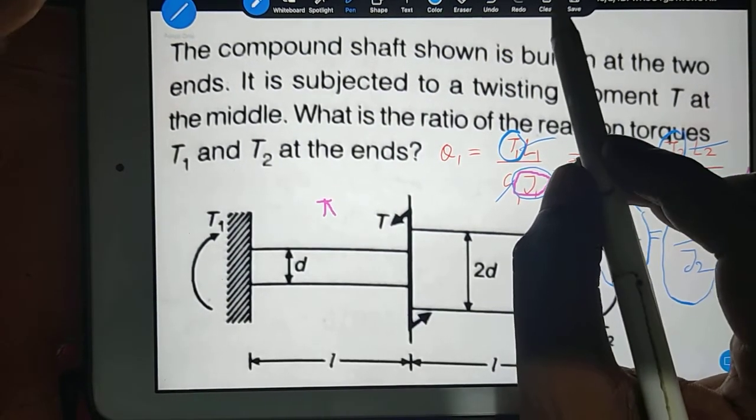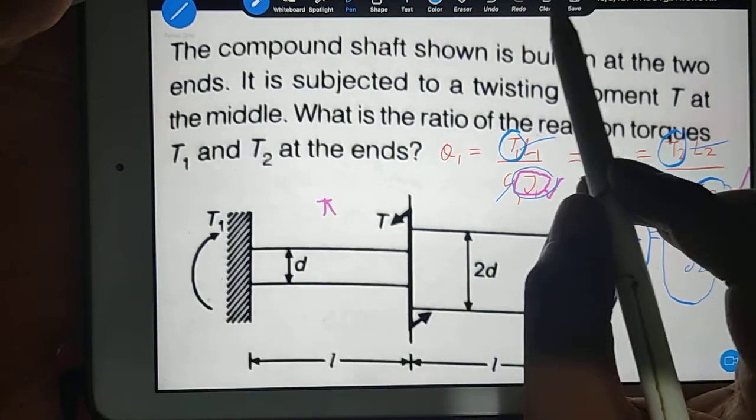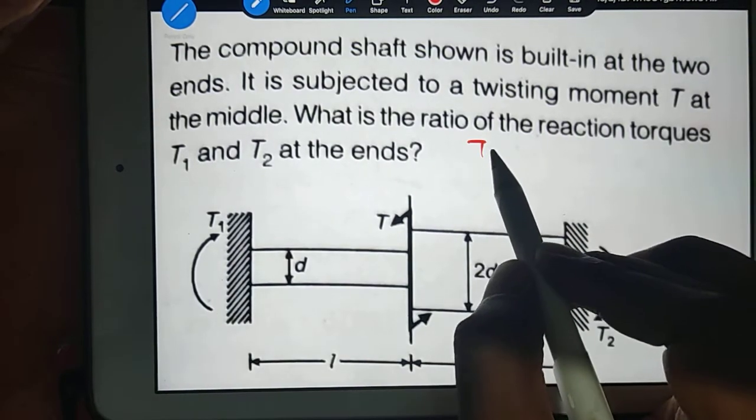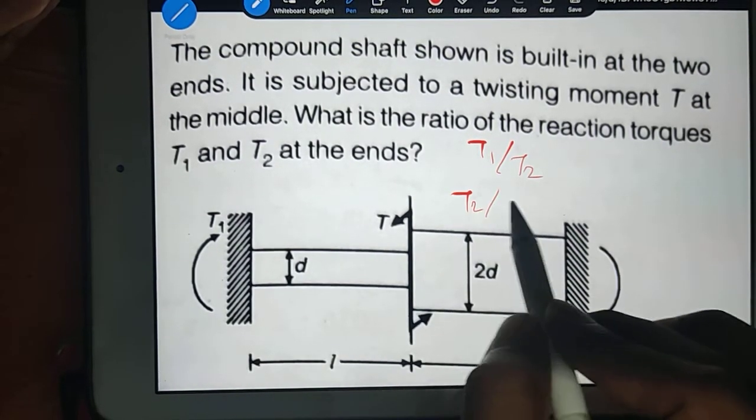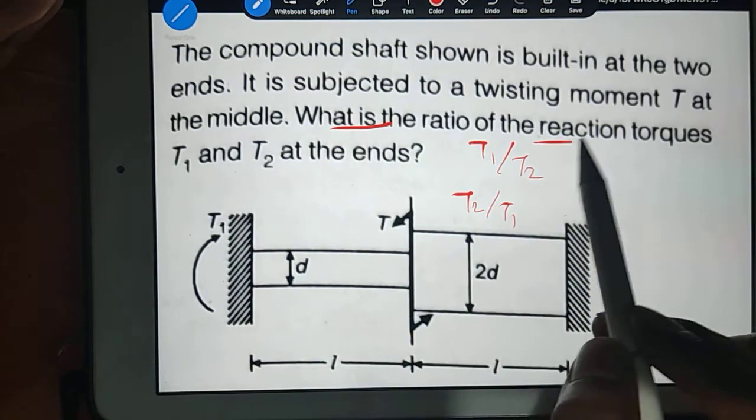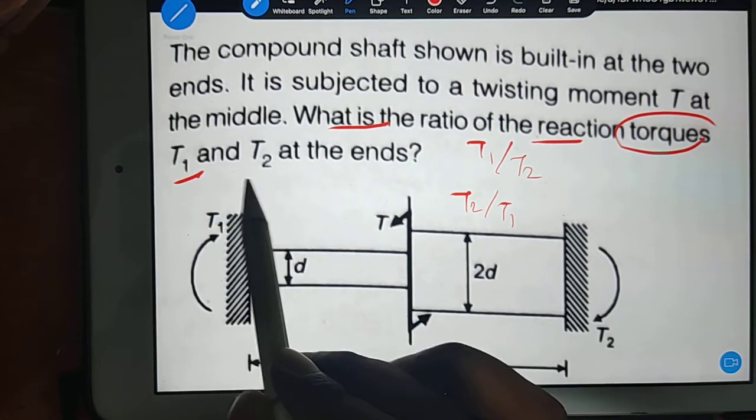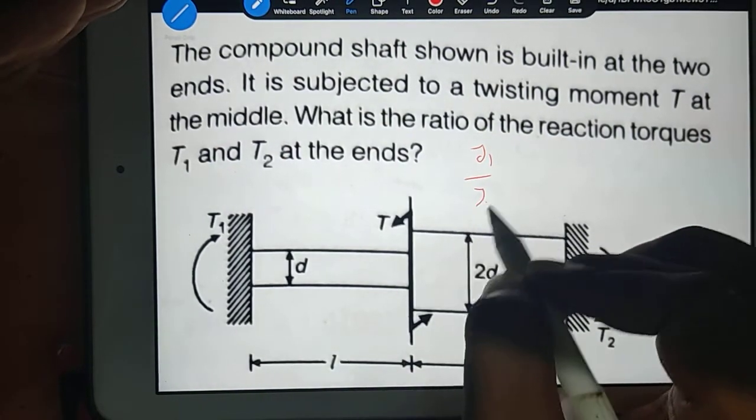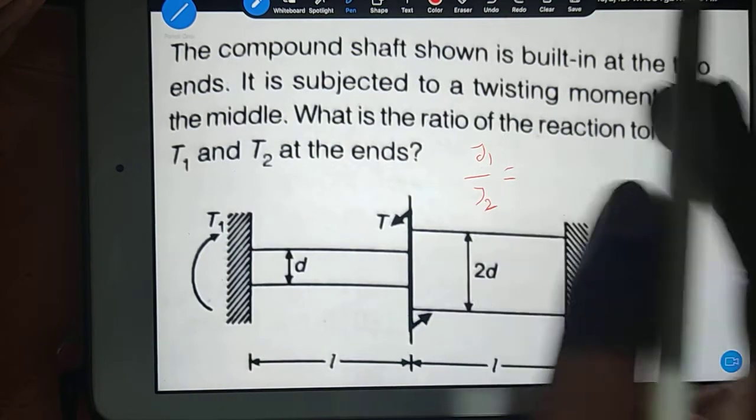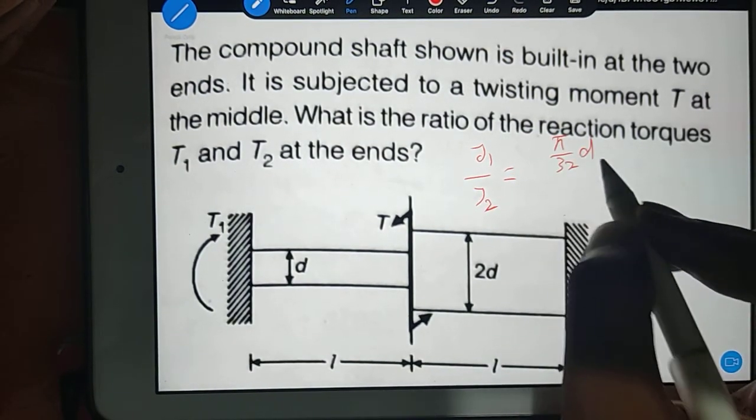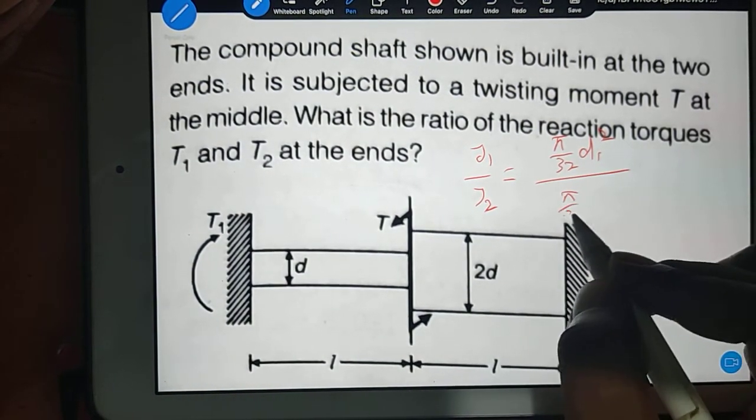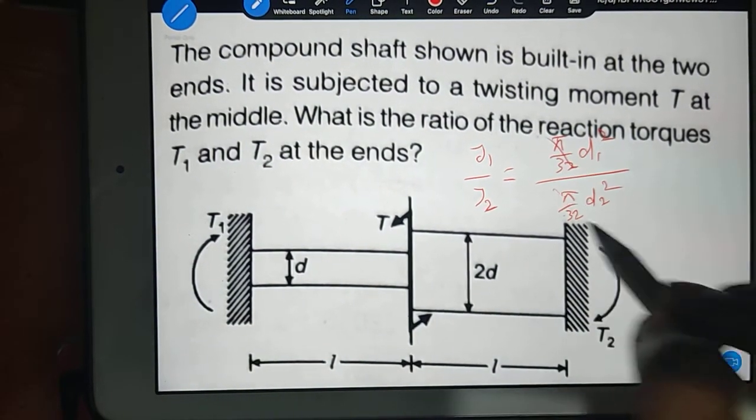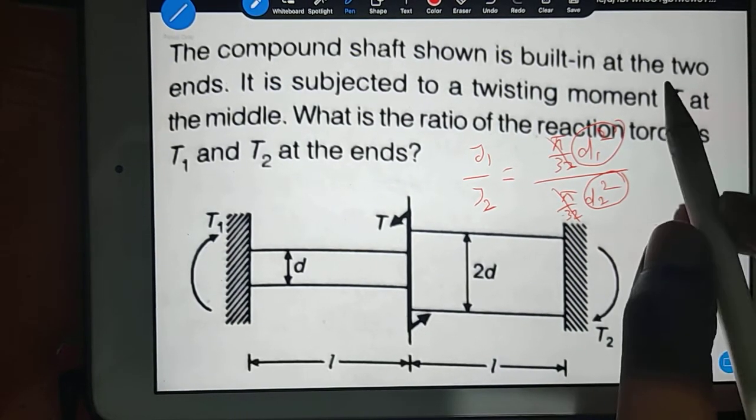Now J1 by J2 ratio, see one more thing, this kind of common mistake will happen in GATE exam, very common mistake. What ratio they are asking? You should make sure they are asking T1 by T2 or they are asking T2 by T1. So what is the ratio of the reaction torques T1 and T2? Okay, so it means this one. Let's calculate. So J1 by J2. Just now you know what is the formula? Pi by 32 D1 square and pi by 32 D2 square. So these two guys will get cancelled out. This and this properly cancelled. It means D1 square and D2 square is the final answer.